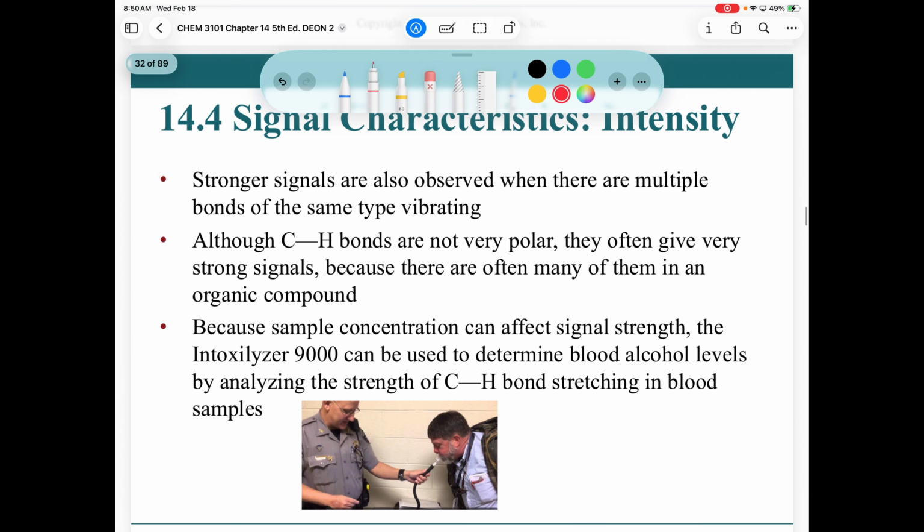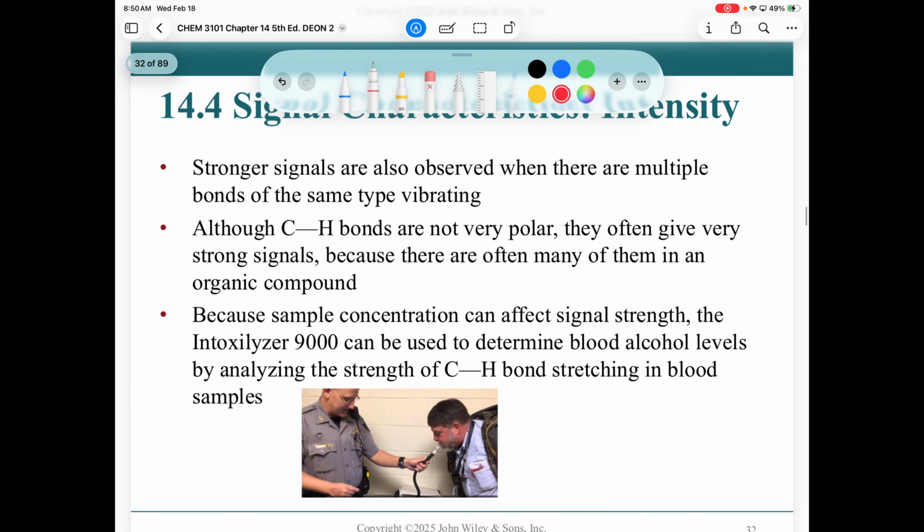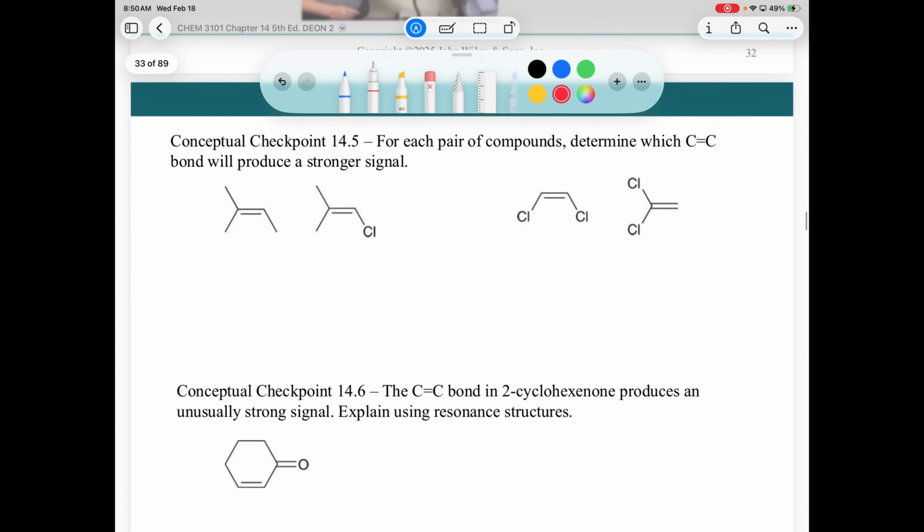All right, so stronger signals are also observed when there are multiple bonds of the same type vibrating. And so even though sp3 hybridized carbon-hydrogen bonds are not very polar, why do they give such strong signals below 2900? It's because there's so many of them, right? There's so many carbon-hydrogen single bonds in a molecule. And so you can read this part about the breathalyzer. I'll skip that for now.